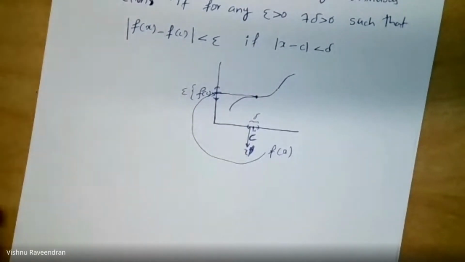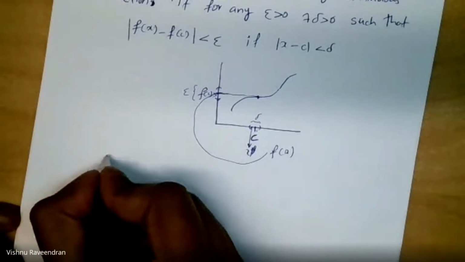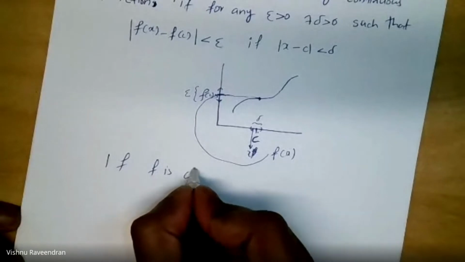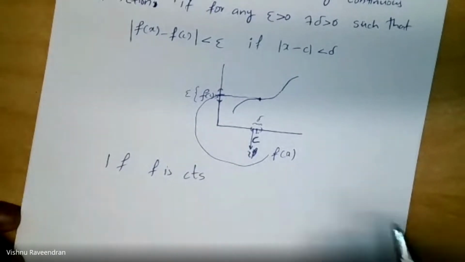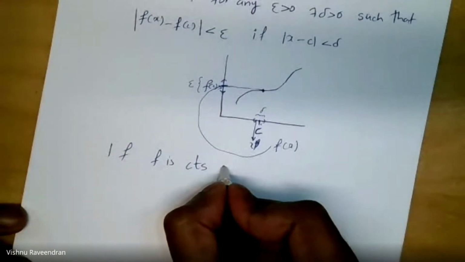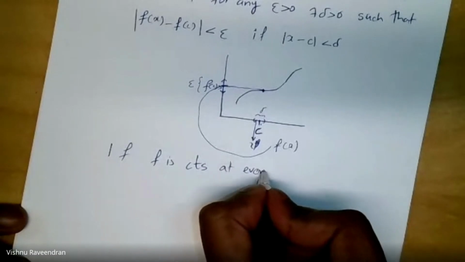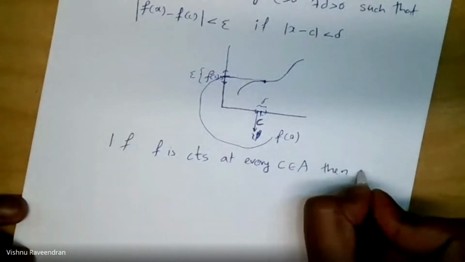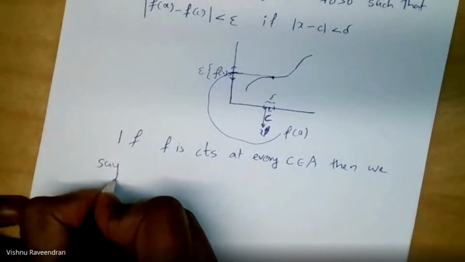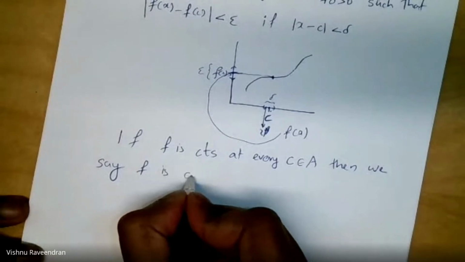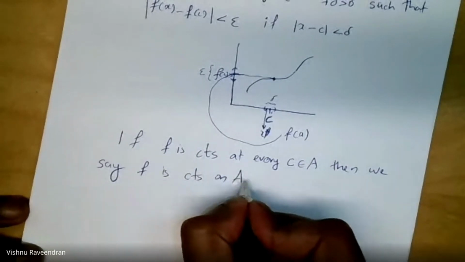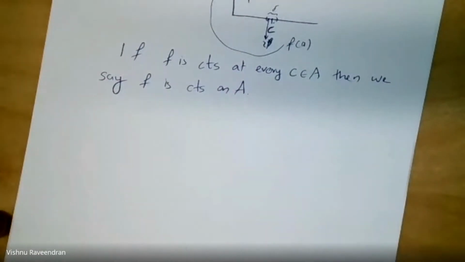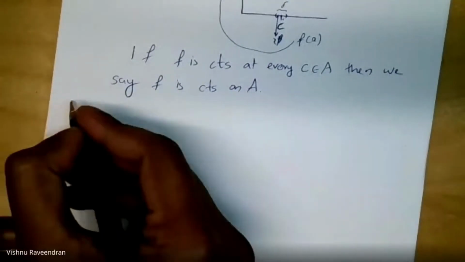So this is the definition of a continuous function at a point C. And I'll use cts for continuous function from now on. If f is continuous at every point c in A, then we say f is continuous on A. So this is the standard definition for continuous functions.